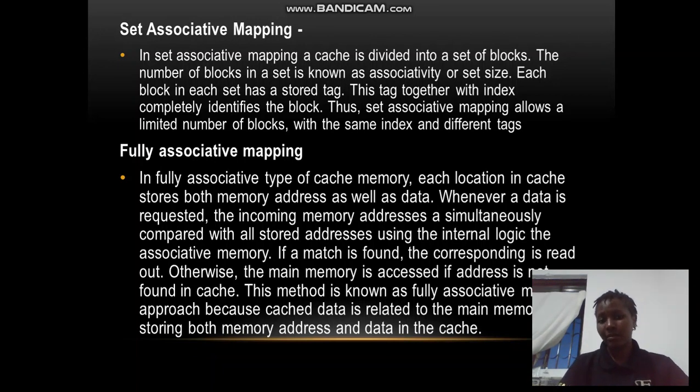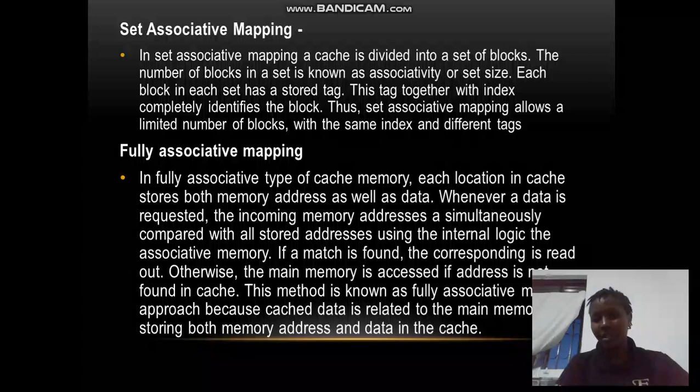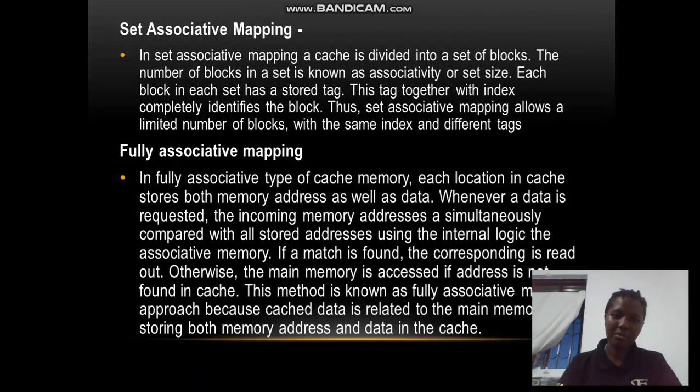In a fully associative type of cache memory, each location in the cache stores both the memory address as well as the data. Whenever data is requested, the incoming memory address is simultaneously compared with all the stored addresses using the internal logic and the associative memory. If a match is found, the corresponding data is read out. Otherwise, the main memory is accessed if the address is not found in the cache. This method is known as the fully associative mapping approach because the cache data is related to the main memory by storing both the memory address and the data in the cache.